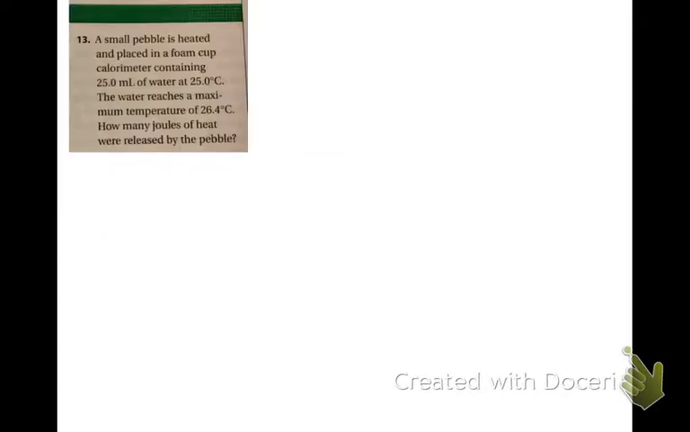Number 13 is the same kind of setup. Let's take a look at what we have. We know a pebble is being heated and then put in a foam cup calorimeter. We have 25 mils of water. We know that can be 25 grams. The pebble temperature changes from 25 degrees C to 26.4 degrees C, and they want to know how many joules of heat were released by the pebble.